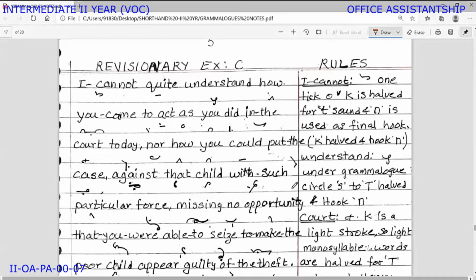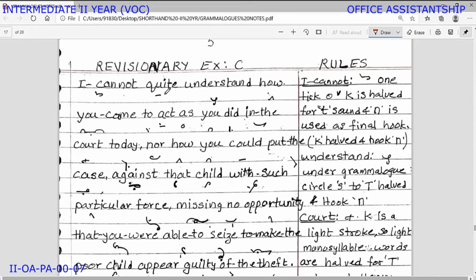Revision exercise C. "I cannot." So one tick of I. I just told you always that one tick of I is written before K, M, L. So K is here. So one tick of I and cannot. Whenever at the end you are getting "can" and T or D, you are going to make use of the halving principle. Okay. So I, K halved for "can" is "I cannot."